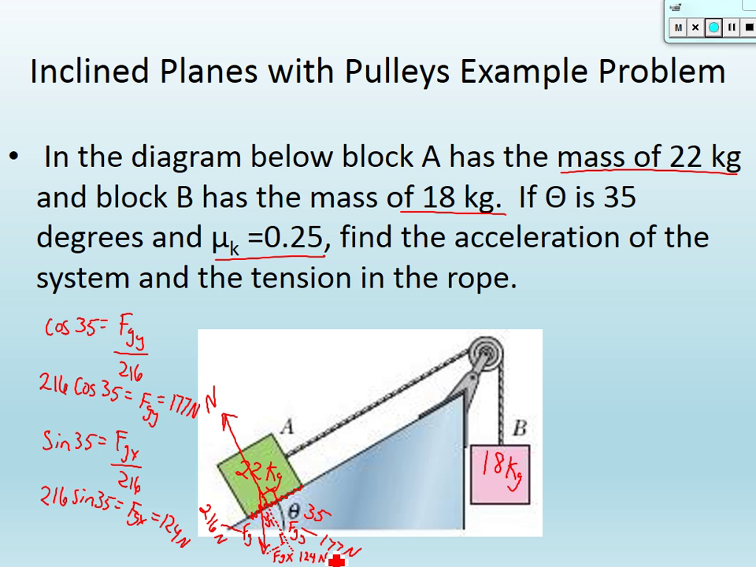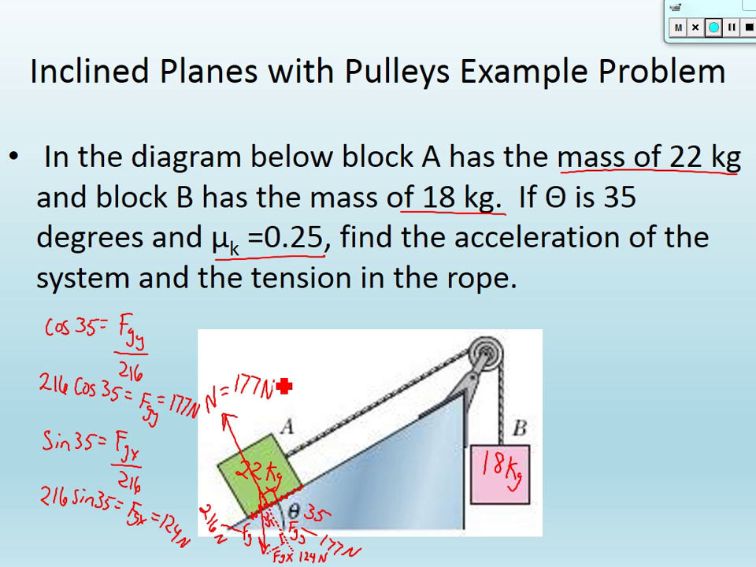Guys, is block A moving in this direction? No, it's at rest in this direction. So that tells us from Newton's first law that the forces have to be balanced. If we've got, what was FGY? 177 newtons down, what does the normal force have to be? 177 newtons. The forces have to be balanced for it to be at rest.